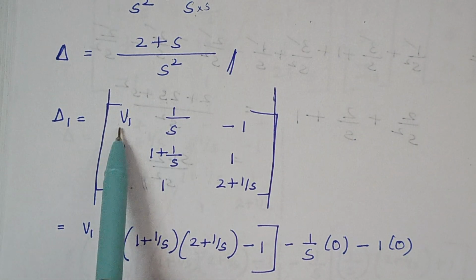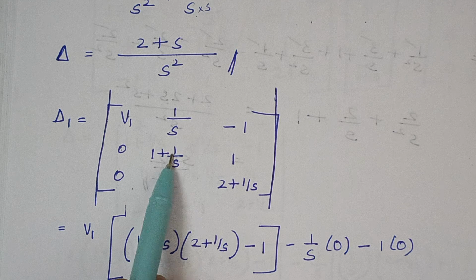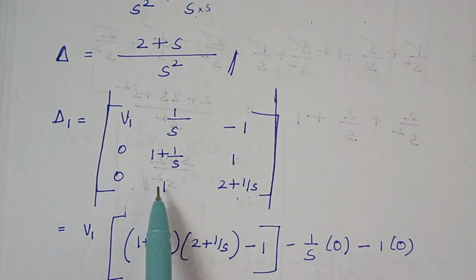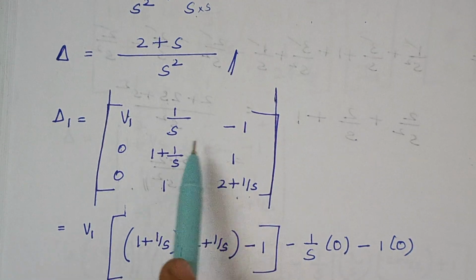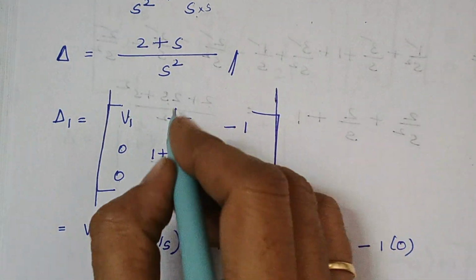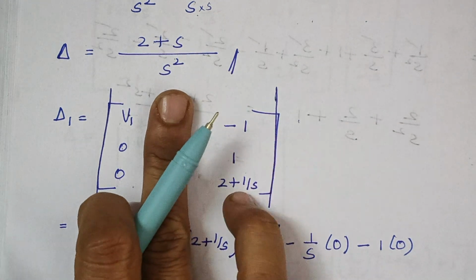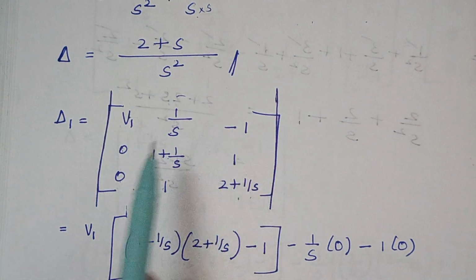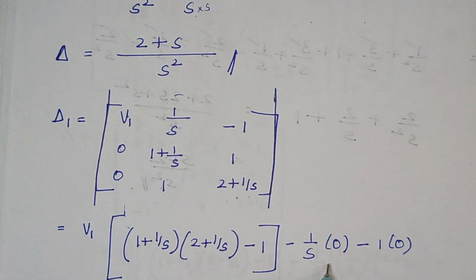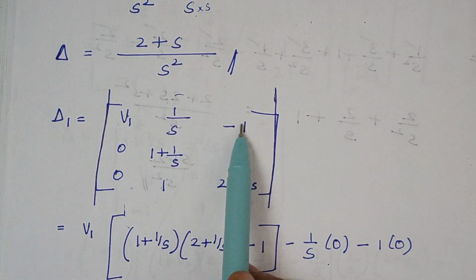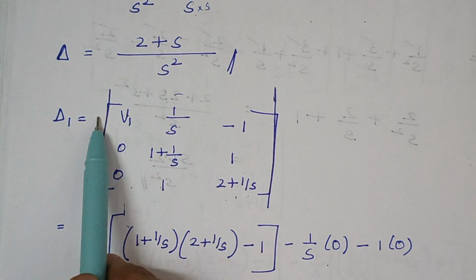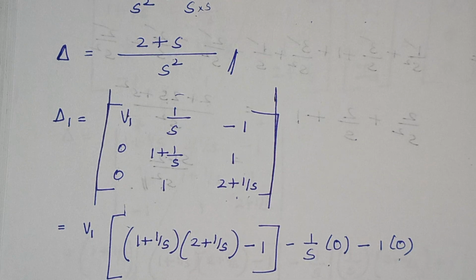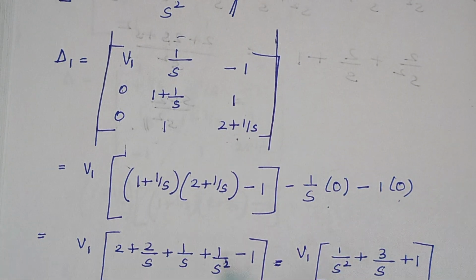V1, you have to leave this column and this row and you have to multiply. So (1 plus 1 by s) into (2 plus 1 by s) minus of 1 into 1. And again when you take the second term, here it is minus 1 by s. You see here we have zeros, 0, right? You will be leaving this column and this row. So 0 multiplied by anything, finally 0. And again for this minus 1 also, when you leave this column and this row, here again we are going to multiply with 0. So it is 0. So we have to simplify only this term.